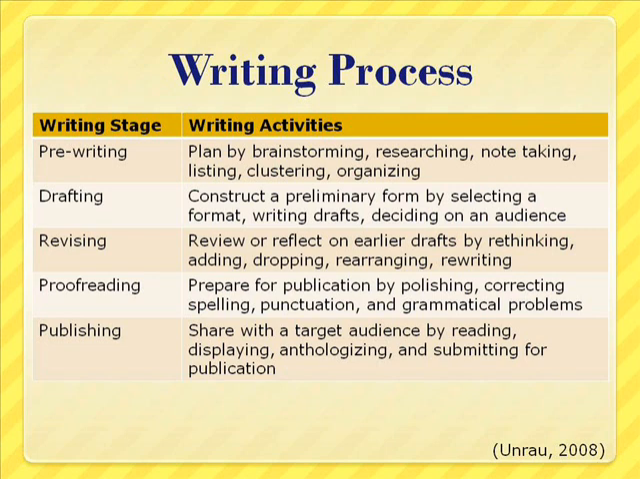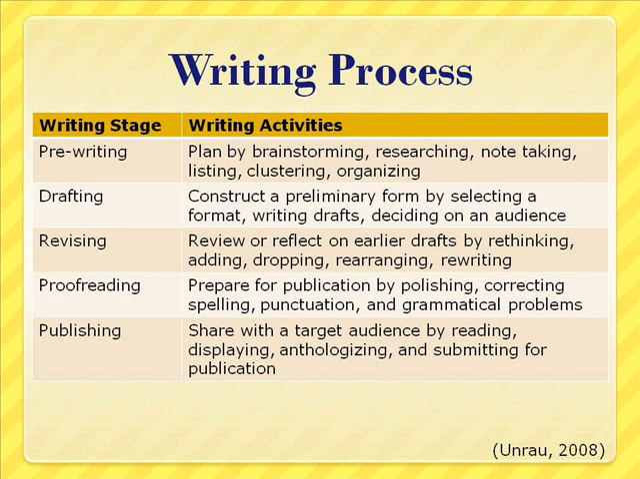There are generally 5 stages of writing. While different textbooks will call each stage by a slightly different name, the stages are generally pre-writing, sometimes called brainstorming, drafting, revising, proofreading, sometimes called editing, and publishing. In pre-writing, the student plans what he or she will write by brainstorming, researching, taking notes, listing, clustering, and organizing ideas. In drafting, the student constructs a preliminary document by selecting a format, writing drafts, and deciding on an audience.